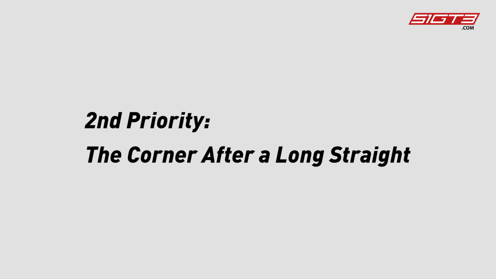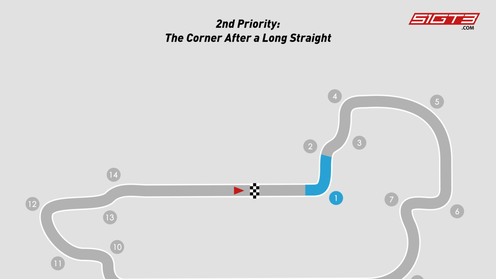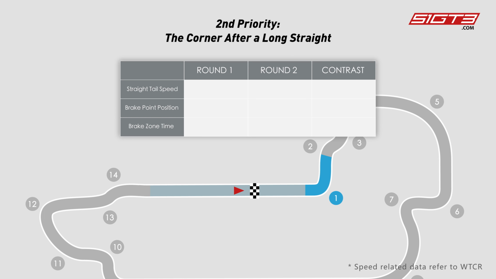The second priority is the corner after a long straight. Take, for example, corner 1, which follows a long straight with high speeds and a long stretch. Before corner 1, the car had already gone through a long straight with full acceleration and is ready to brake into the corner at a very high speed. If the driver chooses to brake 30 meters later on the previous straight, he will gain a 0.6 second advantage in the braking zone. So the second priority is the corner after a long straight.